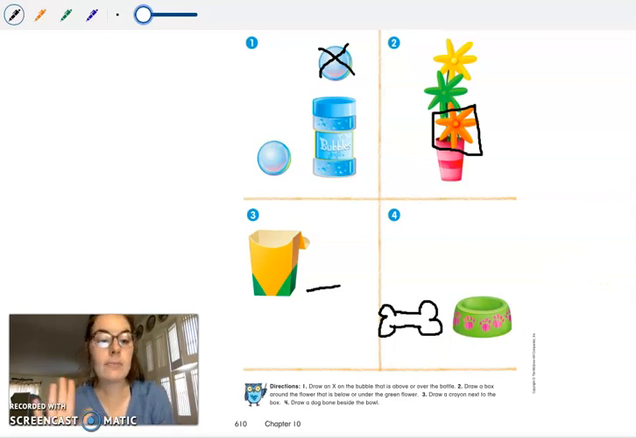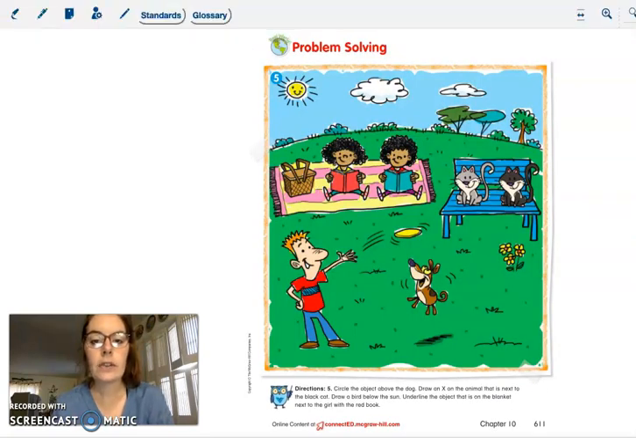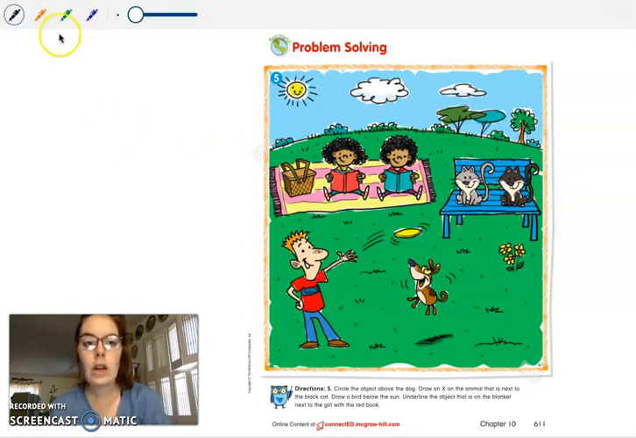All right, if you need more time drawing, you can go ahead and pause the video, but I'm going to move forward. Okay, so for number 5, we're going to circle the object that is above the dog. So we're going to look. Here's our dog. What's above it? I see the frisbee. So I'm going to circle the frisbee.